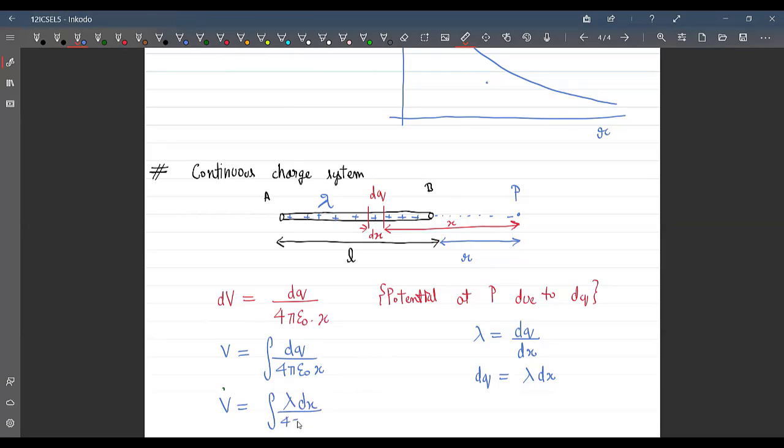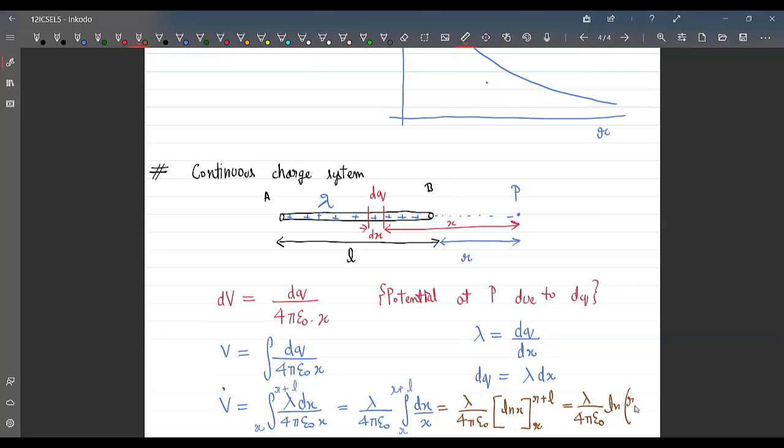You can put it here and do the integration. Lambda dx upon 4 pi epsilon naught x. I can take lambda by 4 pi epsilon naught outside the integration. And see, the limits will be from r, the nearest charge is r distance away, and the farthest charge is r plus L distance away. So integration will be from r to r plus L. Integration of 1 by x is ln x. So lambda by 4 pi epsilon naught ln x, between the lower limit r and the upper limit r plus L. If you calculate, you'll get the value as lambda by 4 pi epsilon naught ln of (r plus L) by r.